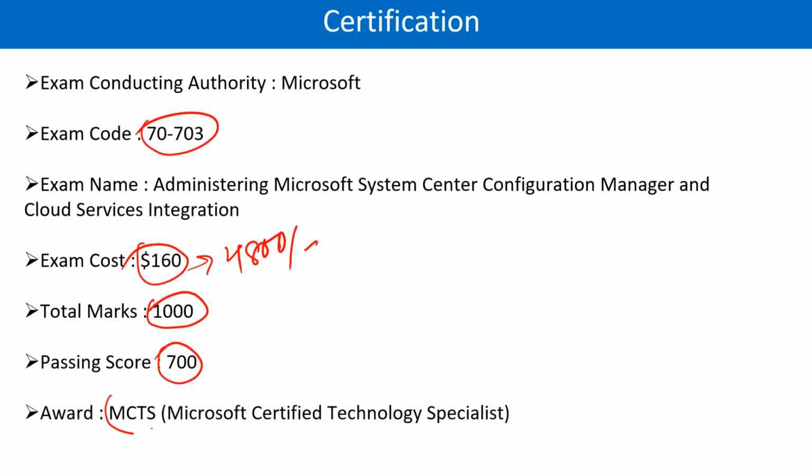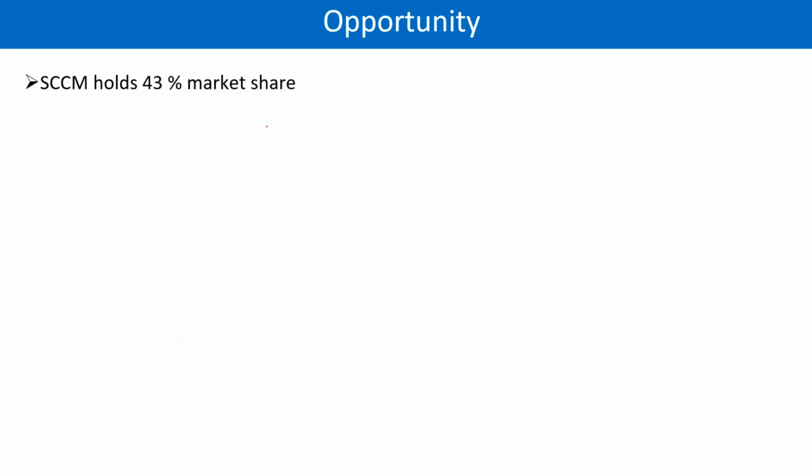After you pass the exam, you get MCTS, Microsoft Certified Technology Specialist. That is the certificate transcript which you will be getting from Microsoft. So there is only one paper, and that is 70-703. You don't need to take any other prerequisite papers or anything. You just have to take this one and you will be certified. Now let's talk about the opportunity.